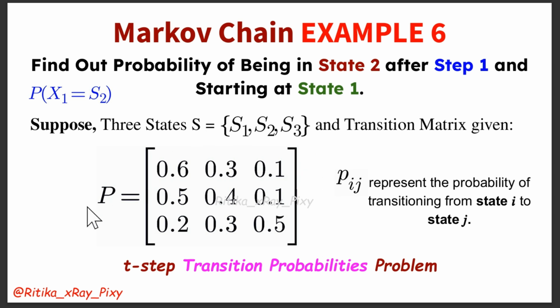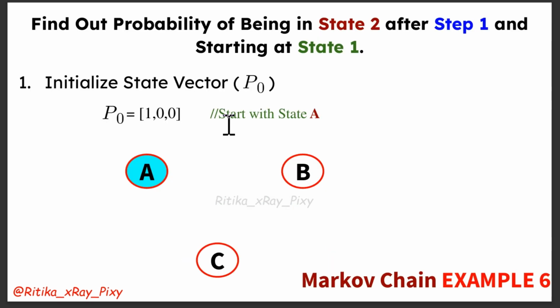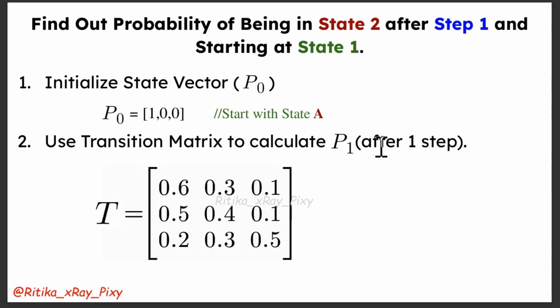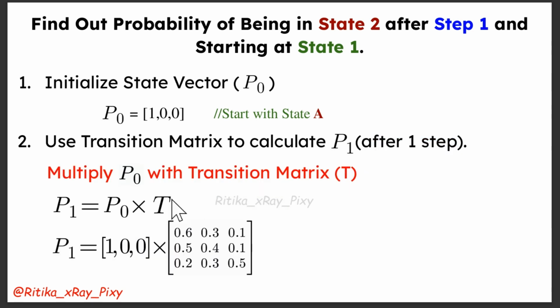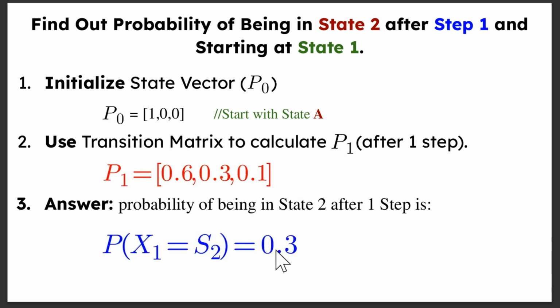So first we will initialize the vector. The initial state vector p0 is 1 0 0, and the starting state is 1. After this we will use the transition matrix to calculate p1, that is, the probabilities after one step. Now we multiply the initial state vector with the transition matrix, and after calculation you can see the probability of being in state 2 after one step is 0.3. So P of X1 equal to s2 is 0.3, that is 30%.